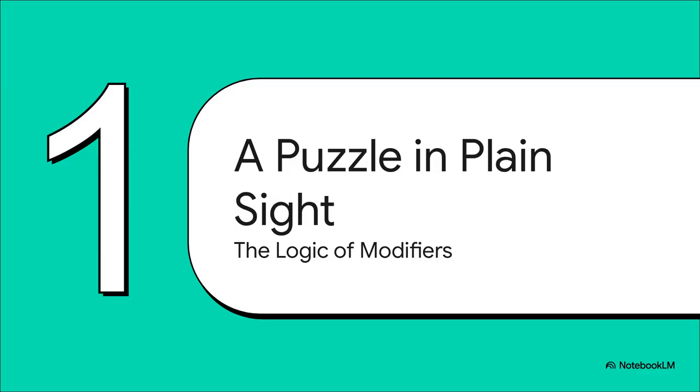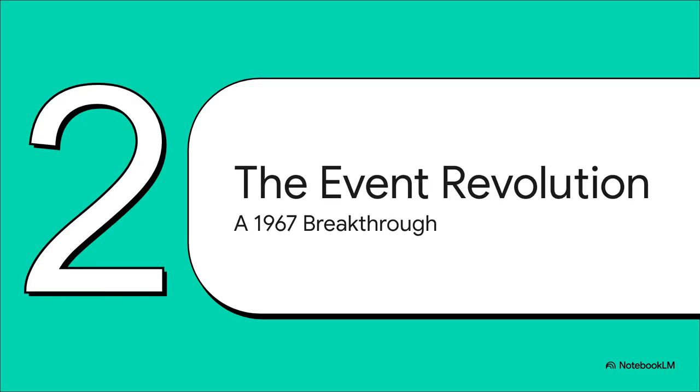And that right there, that's the puzzle. How does our grammar deal with all these optional extra parts so flawlessly? For a long time, this was a massive headache for logicians. But the answer, when it finally came, was a total game changer. And the solution? Well, it came along in 1967. And this wasn't just some small update. It was a full-blown revolution in how we think about the language of action.